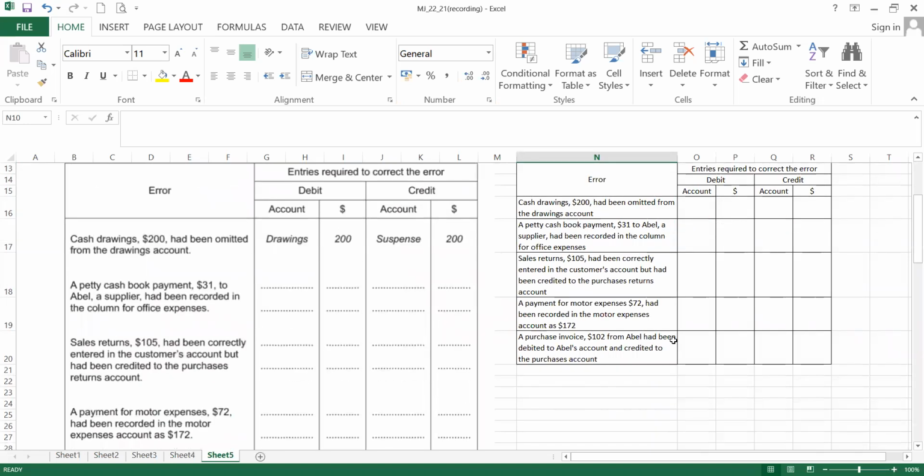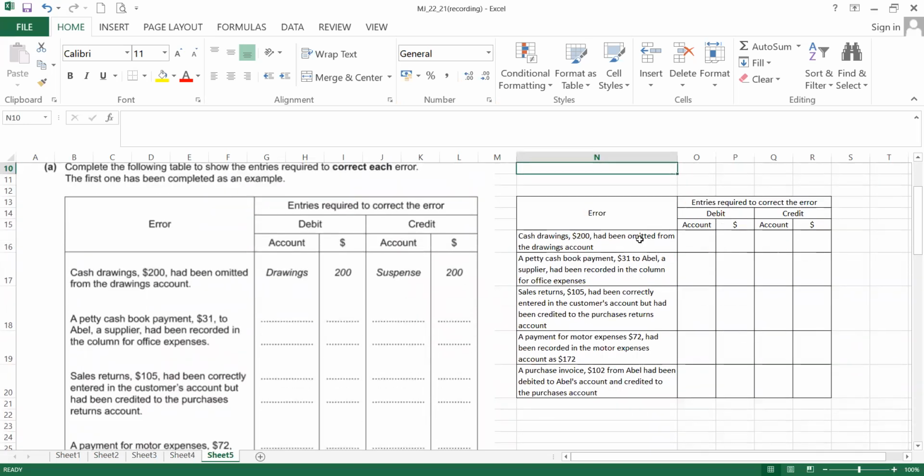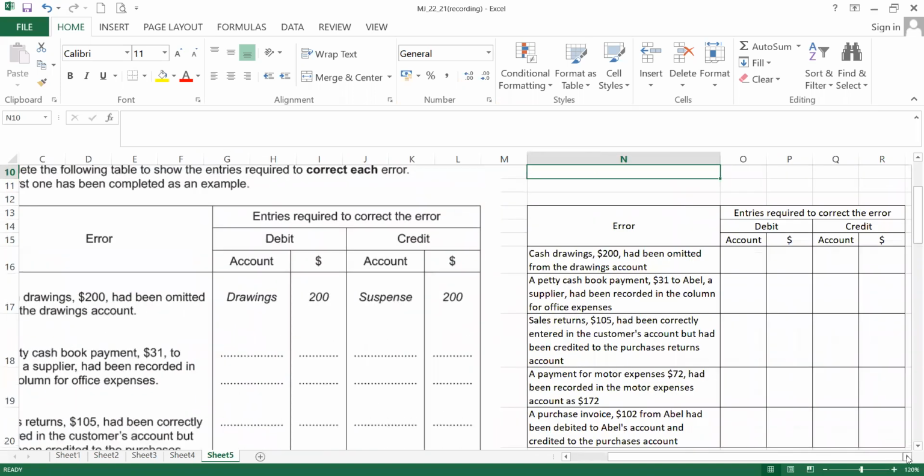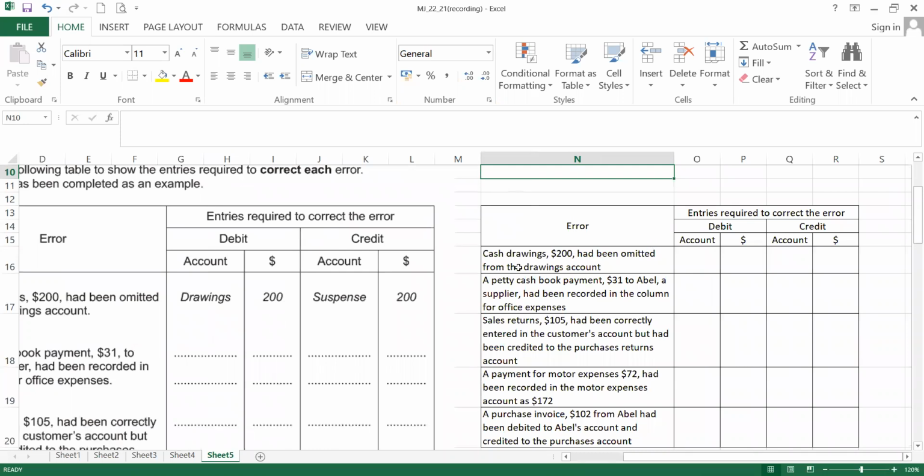So the first one, they say that cash drawings of 200 have been omitted from the drawings account. So they put in drawings. This one they already did for us. We debit drawings, credit suspense. Okay, drawings account omitted.